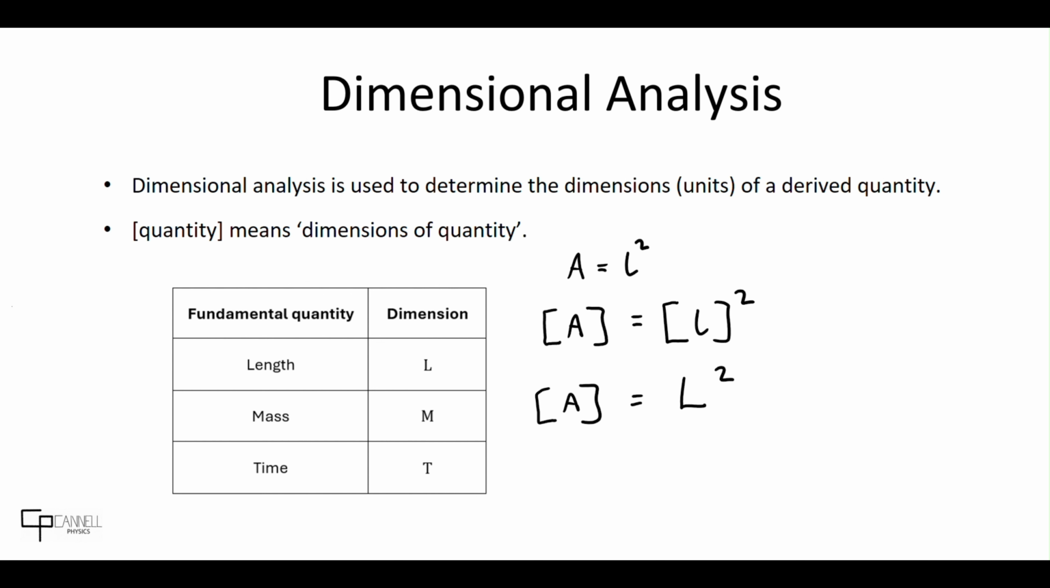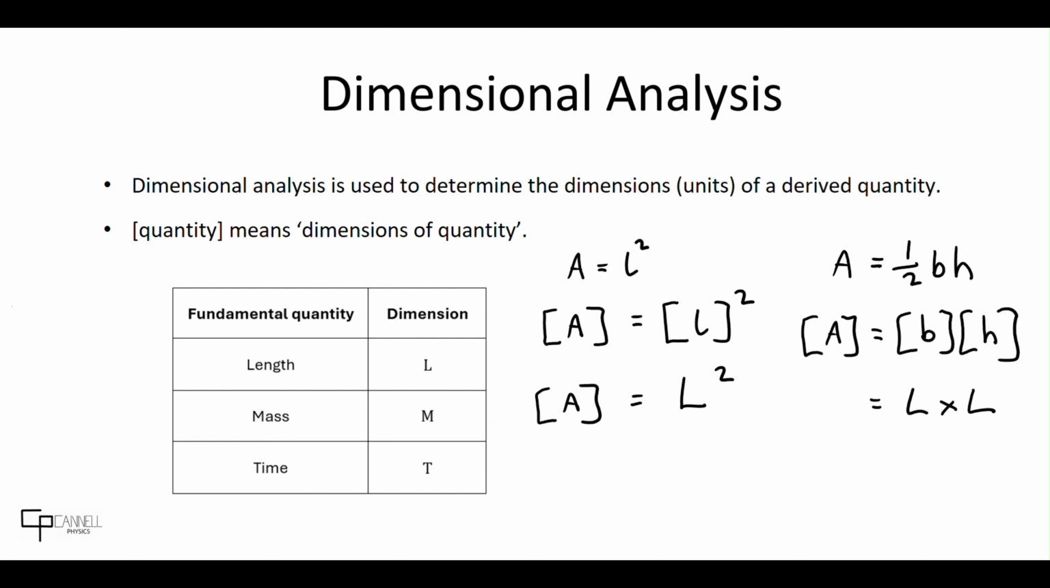Let's do this for another shape, the triangle. So if we have the base being B and the height being H, this is the area of a triangle, A equals half base times height. When we have constants in a formula, those do not contribute to the dimensions, so we can leave that out when we do the next line. So dimensions of area equals dimensions of B times dimensions of H. And since B and H are basically just lengths, we can write L times L.